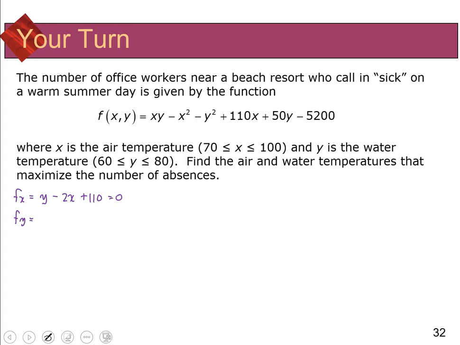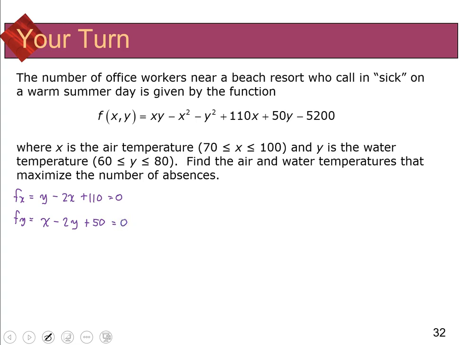The partial derivative with respect to y is going to give me x. The xy is going to become x. The minus x squared is going to become a 0 in this case. The minus y squared is going to become a minus 2y. The plus 110x is a constant, so that's going to become a 0. The derivative of positive 50y is just going to be a plus 50. And the minus 5200 is also a constant, so it's going to be considered 0. And I'm going to set that equal to 0.